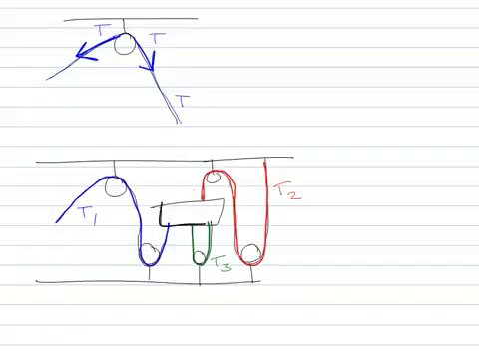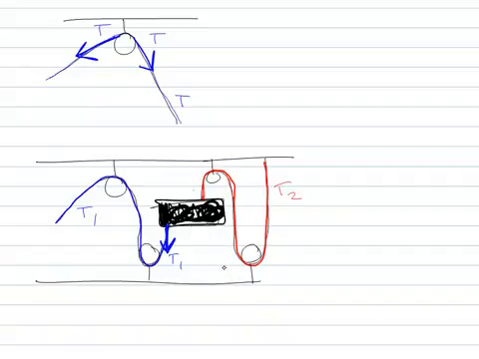If I was drawing a free body diagram of the block, then I can say, okay, well this guy is pulling down with a tension of T1. And this guy's pulling up, say, with a tension of T2. And then, of course, the mass itself has a weight of mg. So that's kind of what we're looking at in drawing these free body diagrams.